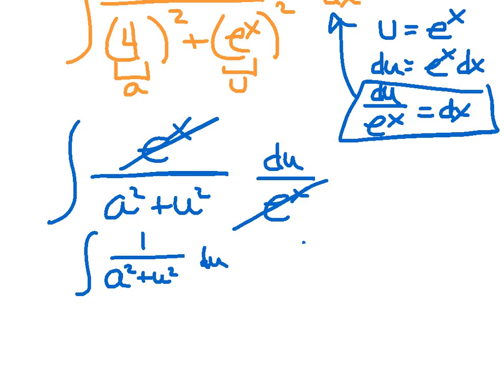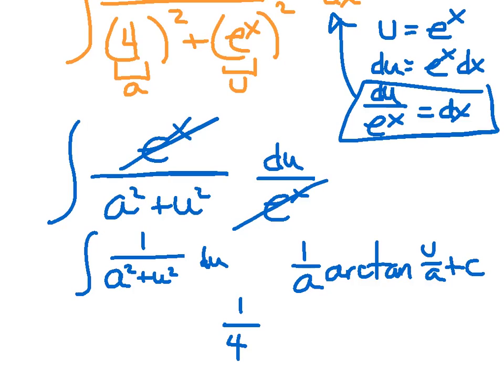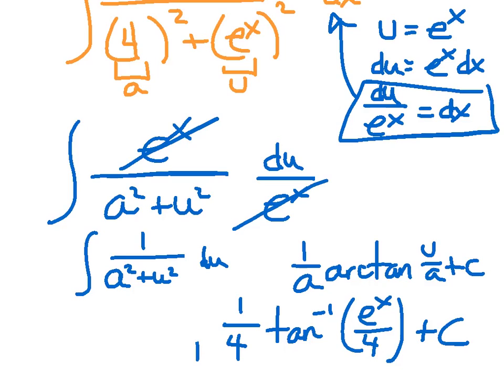And the integral you should have memorized is 1 over a arctan u over a plus c. So my 1 over a is going to turn out to be 1/4 arctan. Now again, feel free to write that as tan inverse. They mean the same thing. U over a, so e to the x over 4 plus c. And there you've got your final answer.